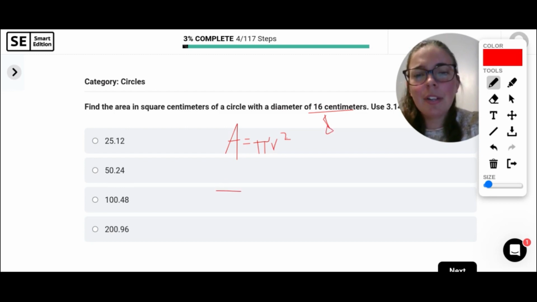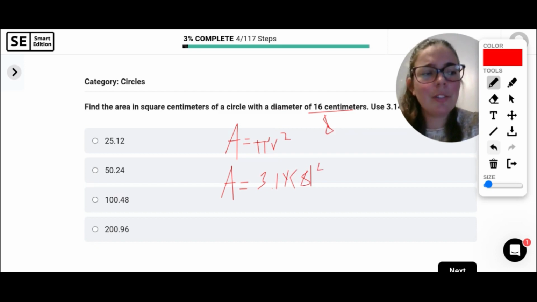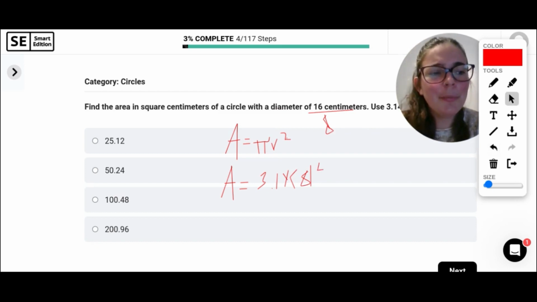So area is going to equal 3.14 times 8 squared. So 8 squared is 64. So all we have to do is 3.14 times 64. Plug that in your calculator, let it do the hard work for you, and you should get 200.96.